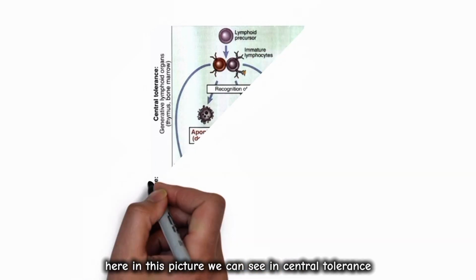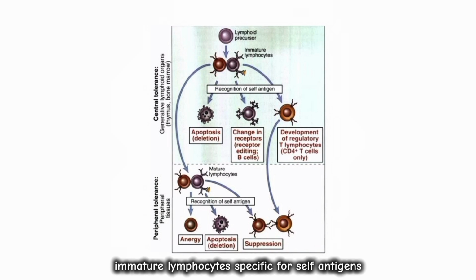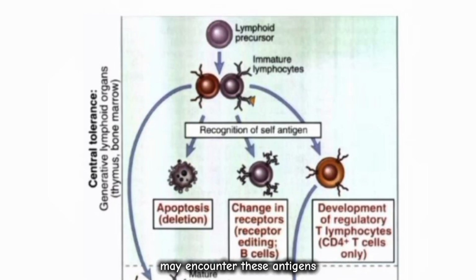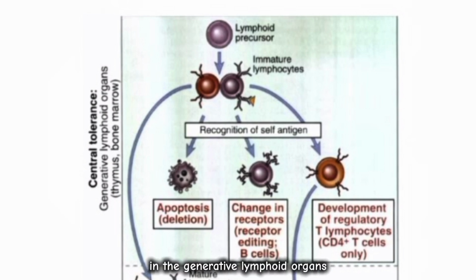Here in this picture, we can see in central tolerance, immature lymphocytes specific for self-antigens may encounter these antigens in the generative lymphoid organs and are deleted, change their specificity (B cells only), or, in the case of CD4 plus T cells, develop into regulatory lymphocytes. Central tolerance occurs because during their maturation in the generative lymphoid organs, all lymphocytes pass through a stage in which encounter with antigen leads to cell death or the expression of new antigen receptors or a change in functional capabilities.